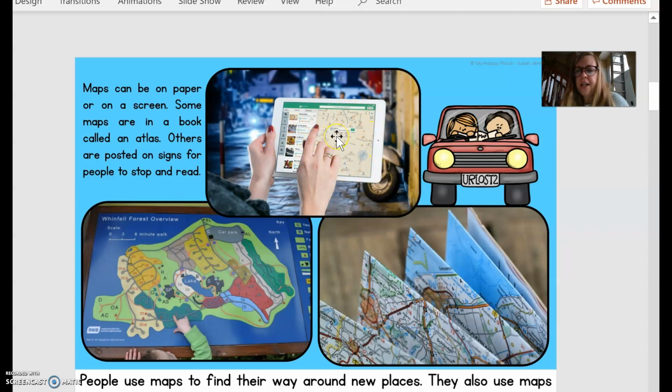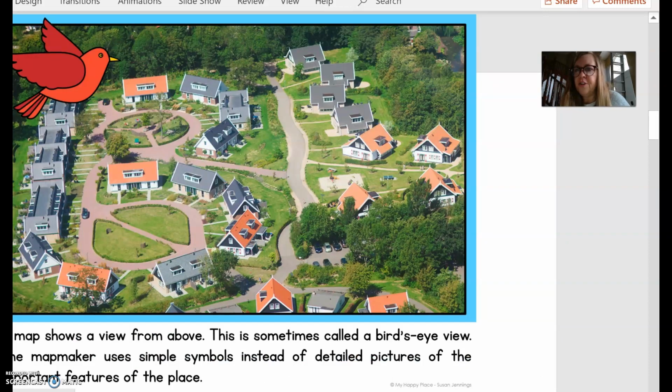So here's an electronic map that you're probably used to if you're in the car and looking for directions to get somewhere. And then there's paper maps. So we are going to make a paper map of our street or our neighborhood, your choice.